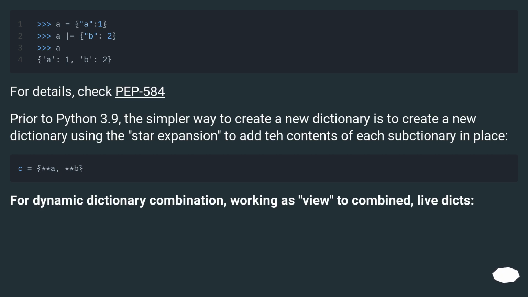Prior to Python 3.9, the simpler way to create a new dictionary is to use the star expansion to add the contents of each subdictionary in place.